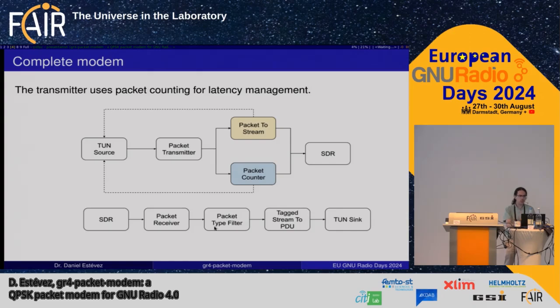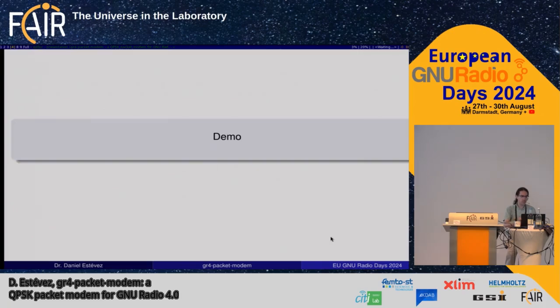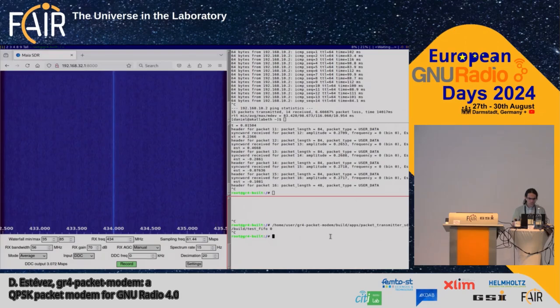And finally, you go to the SDR. On the receiver, it's easier. Oftentimes, latency is not so critical on receivers for these kinds of systems. So basically, SDR, packet receiver, there's this packet type filter because you need to throw away idle packets. And finally, you go into the TUN sink. So now there's the demo.